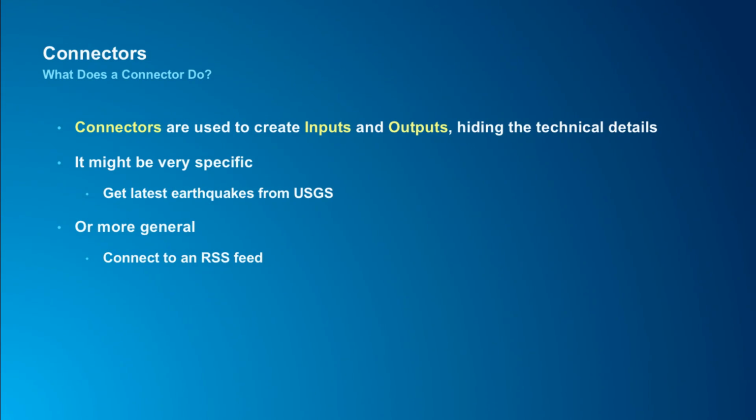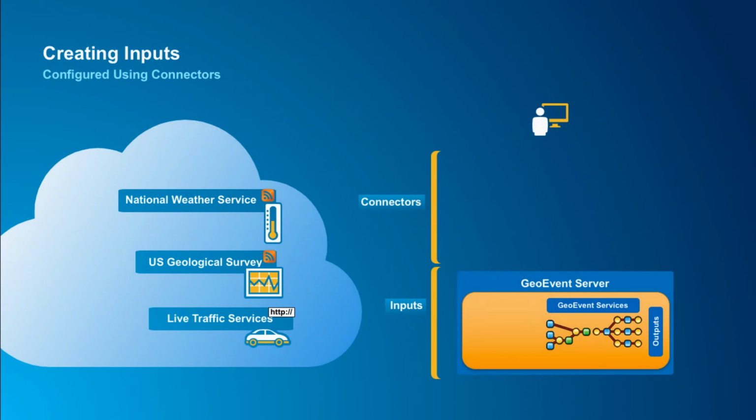A connector functionally provides the user the ability to create inputs and outputs. Its purpose is to hide the technical details from the user so that they don't have to look at those details. And it can be very specific, for example, getting the latest earthquake from the USGS RSS feed. Or it could be more general, like getting any type of RSS feed.